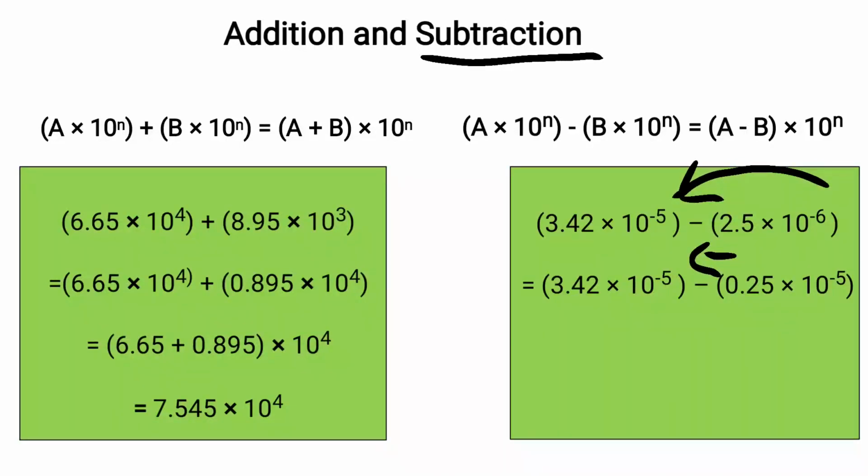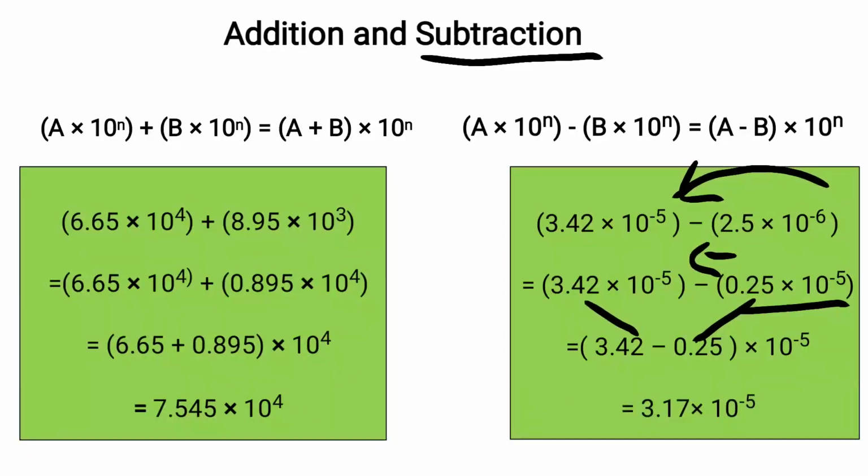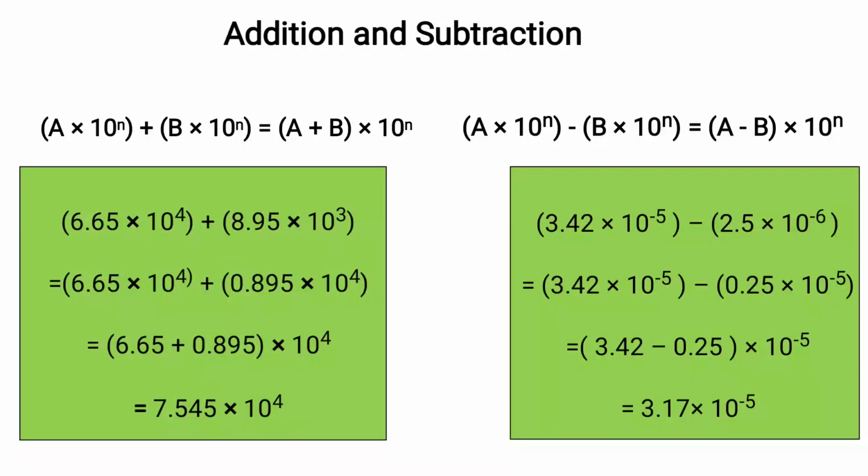Therefore, we get 0.25 × 10^-5. Now, after making the exponents the same, we can subtract both the coefficients and obtain the result as 3.17 × 10^-5. This is all about subtraction.